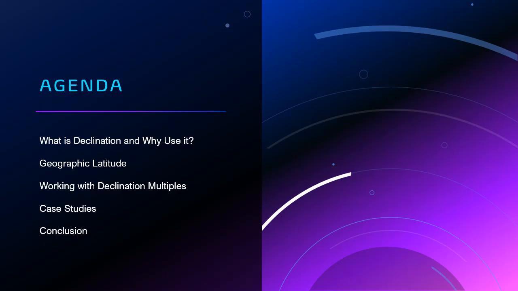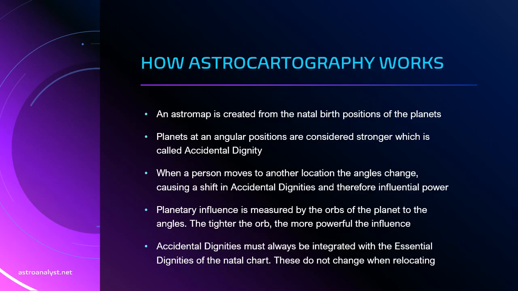I'm going to talk about what declination is, why we use it, some astronomy that we're going to look at, including geographic latitude and what the relationship is between declination and latitude. We're going to work with what's called declination multiples when we look at a chart and we're trying to determine which planets are being emphasized strength-wise with these multiples, which we'll talk about. And then I have some case studies, which are kind of interesting to look at what happened to these folks when they moved to a particular location, and then we'll wrap up.